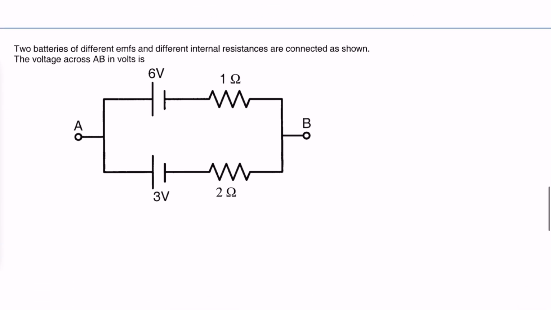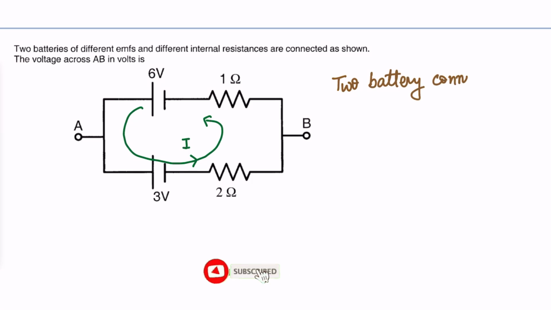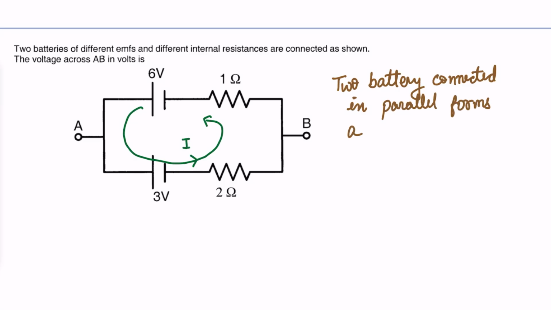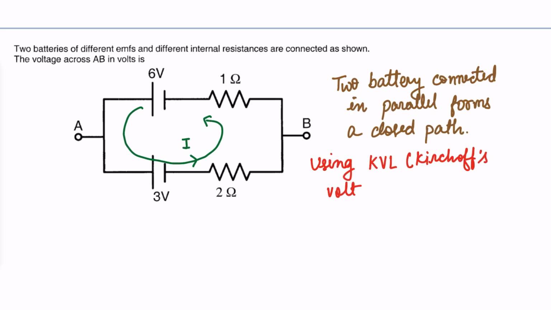So the two batteries' terminals connected together in parallel will form a closed loop. So current I will flow since the EMF of both the batteries are different. Because of the difference in the EMF, current I will flow through the circuit, which will be common to both the batteries, and it will also flow through the 1 ohm and 2 ohm resistor. So our first approach will be to find this value I.